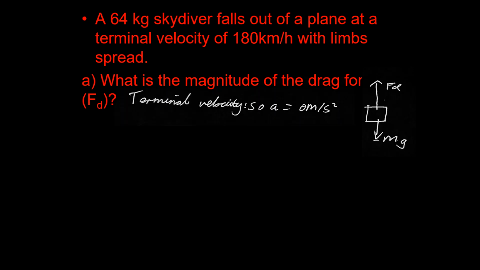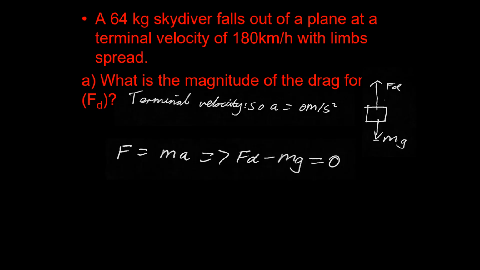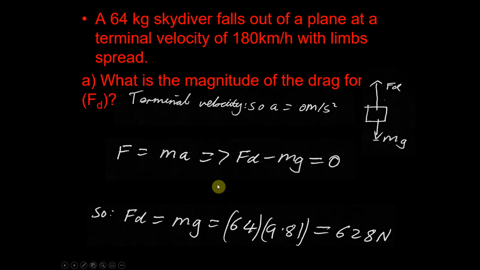Well, we're clearly told that this situation is terminal velocity. If terminal velocity exists, we can always say that a, the acceleration, is 0 meters per second per second. This means in terms of F equals ma, that Fd, our drag force, minus mg is equal to 0. So, Fd is equal to mg. This will be equal to 64 kilograms, the skydiver, times 9.81, giving us a drag force of 628 newtons to bring about terminal velocity for this case.